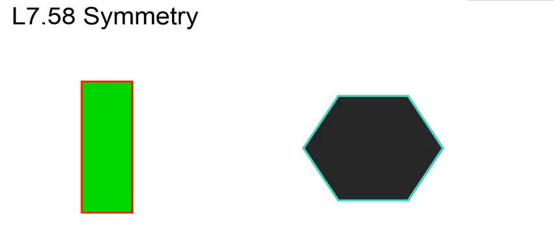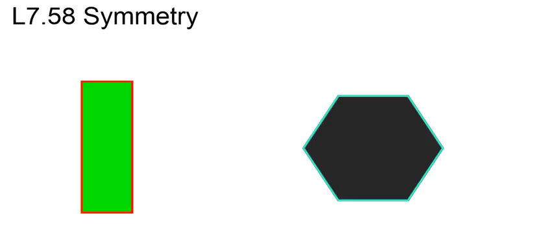Hopefully this is mostly review, but let's take a look at this concept just to clarify anything that might be missing. We take a look at these two shapes. We'll start with the rectangle on the left. Symmetry is all about being able to divide something basically in half so that when you fold it over that line, the corners will match up, the two halves will be equal to each other.